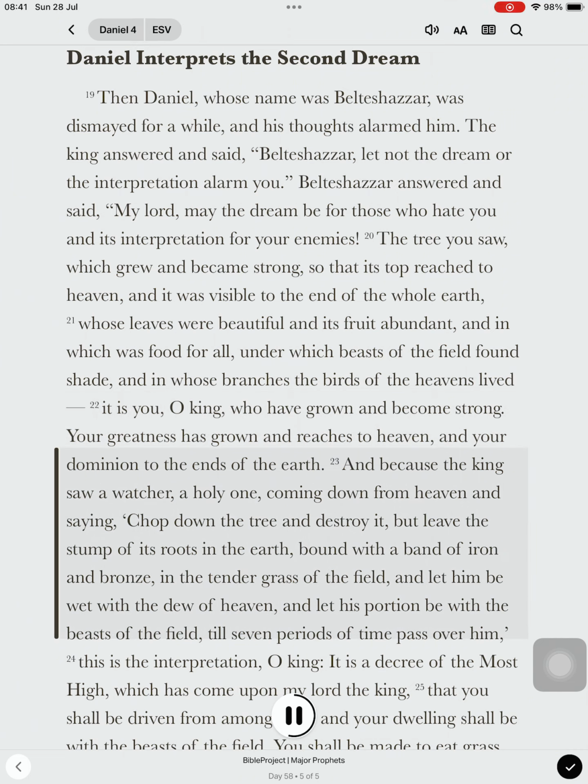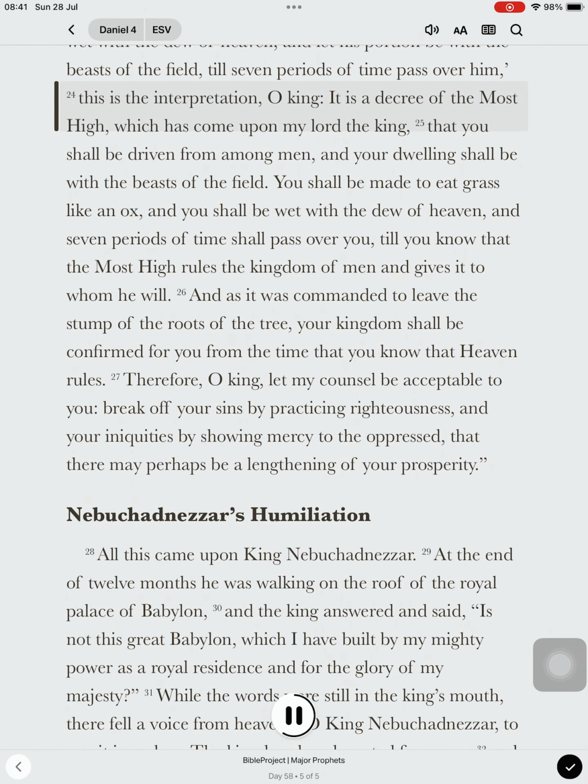And because the king saw a watcher, a holy one, coming down from heaven and saying, Chop down the tree and destroy it, but leave the stump of its roots in the earth, bound with a band of iron and bronze, in the tender grass of the field, and let him be wet with the dew of heaven, and let his portion be with the beasts of the field, till 7 periods of time pass over him. This is the interpretation, O king.